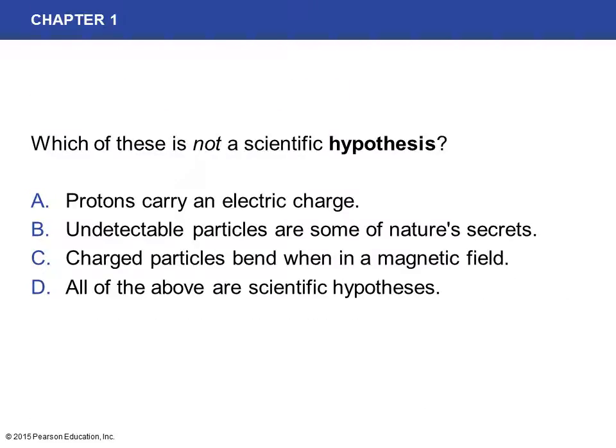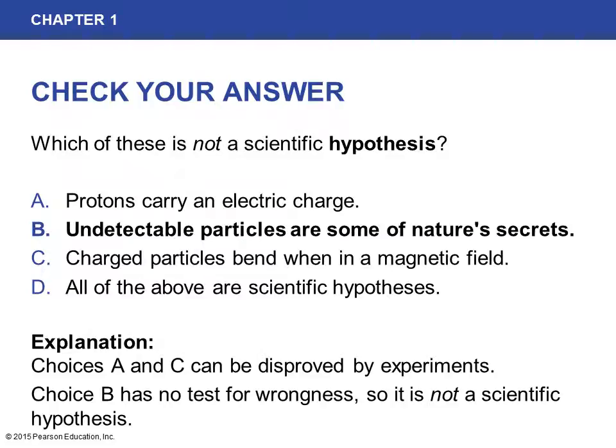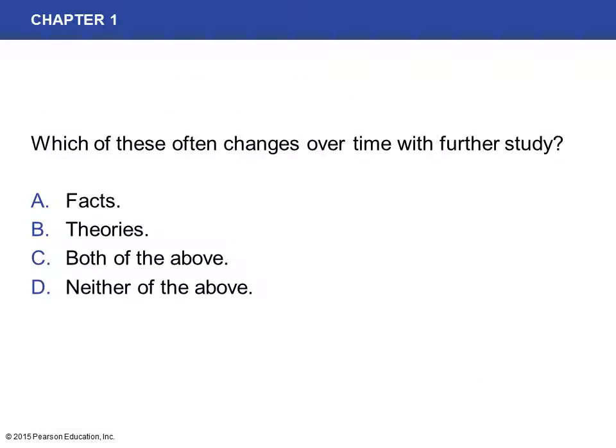Next up, which of these is not a scientific hypothesis: that protons carry an electric charge, that undetectable particles are some of nature's secrets, that charged particles bend when in a magnetic field, or all of them are scientific hypotheses? And the answer, undetectable particles are some of nature's secrets. So choices A and C can be disproven by experiments. Choice B has no test for wrongness, so you can't prove it wrong that it's nature's secret, so it is not a hypothesis.